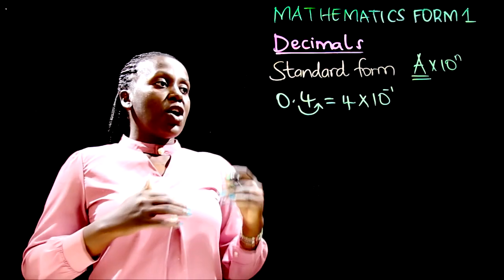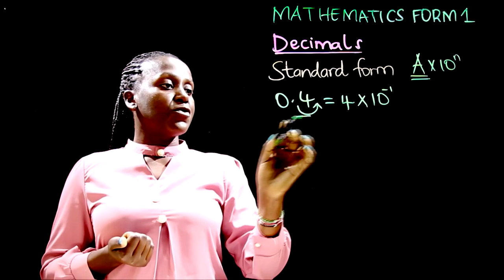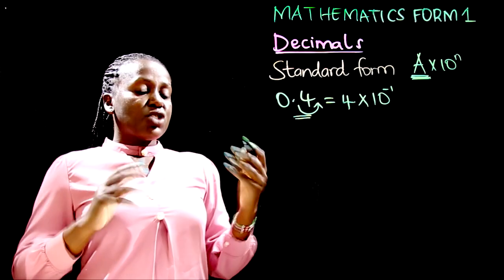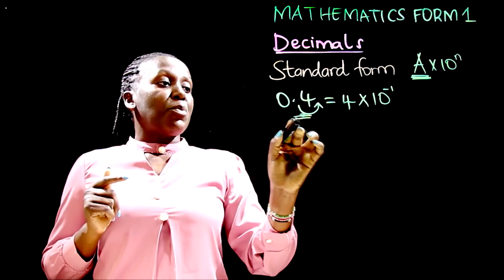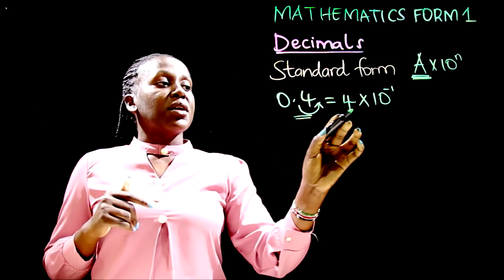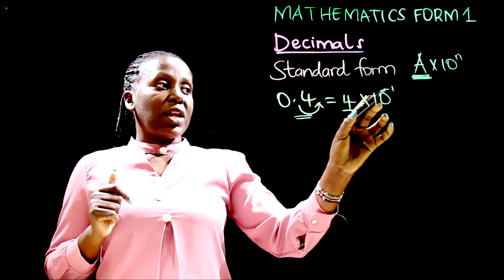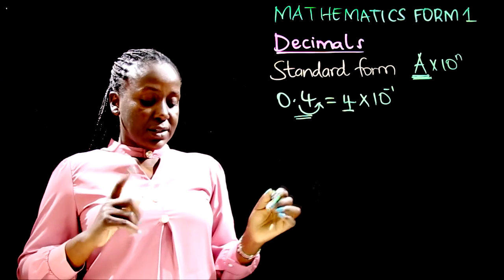So 0.4 is not in standard form because it is not within the required range for A. A needs to be between 1 and 9.99. So we need to move the decimal point forward to create a 4, which is in the correct range. Then we multiply by 10 power negative 1 because we have moved the decimal point forward once.